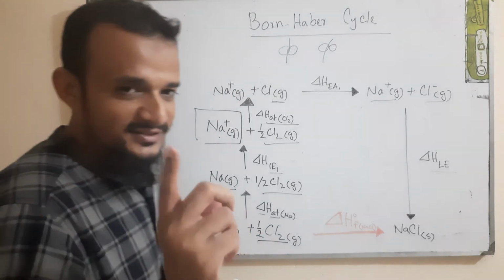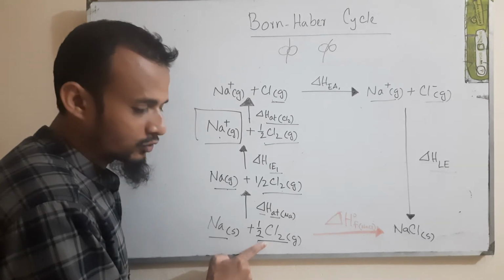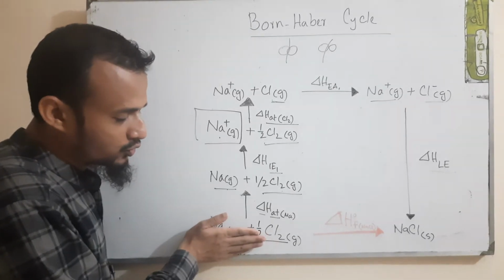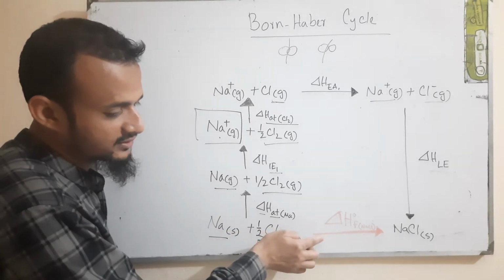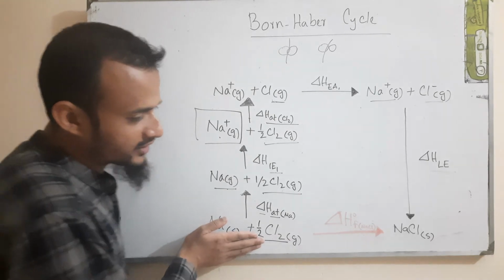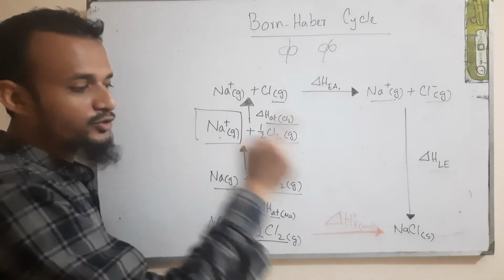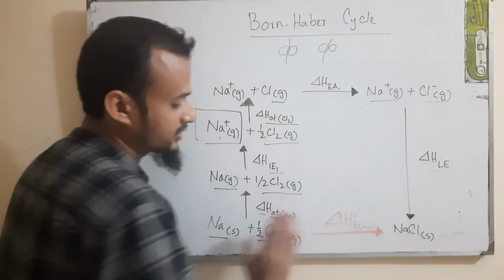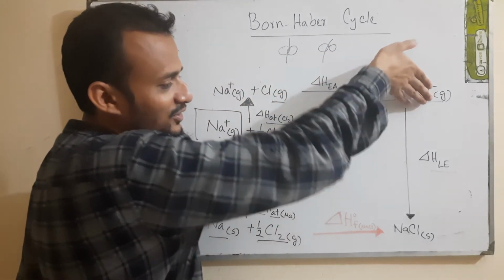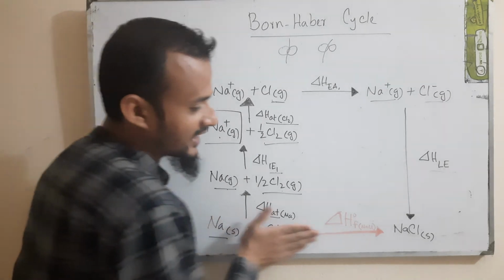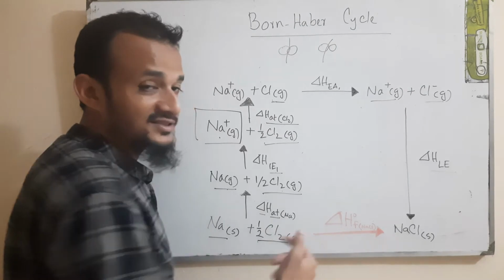Now here's the thing. According to Hess, you start with solid sodium and chlorine gas. First, there is a direct way, written in red color, where you directly make sodium chloride. And you have another way to make sodium chloride. You do not go this way, you go this way. You make this one, then this one. So this is a direct way and this is an indirect way. The beginning and the end are the same.